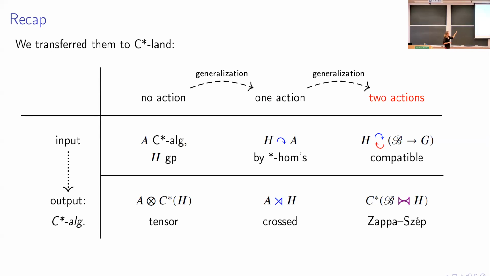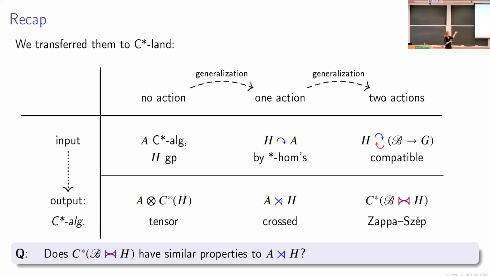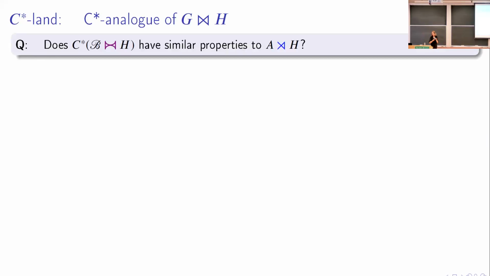So looking at it like this again, the natural question that arises is, what can we say about this C-star algebra that we can say about that C-star algebra? So what sort of properties do they share? Or what sort of statements can we make about the cross product that we can also make about this new C-star algebra? Does it have similar properties, or can we prove similar theorems?